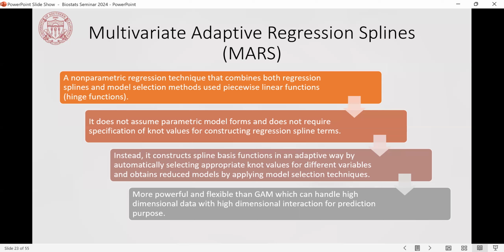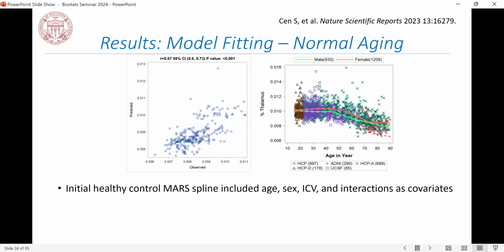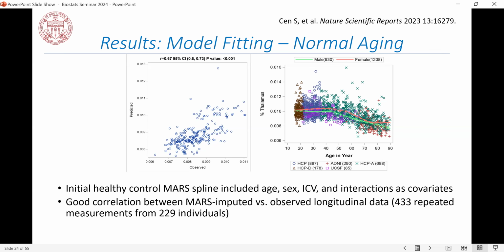But here our question is simple because we don't have many predictors, only age, sex, and brain size. Based on that, we're able to construct a slope that follows the skeleton, the pattern of the data. Eyeball is pretty accurate, right? Pretty accurate. It follows the trend, and we also have some longitudinal data. We have 433 repeated measures.